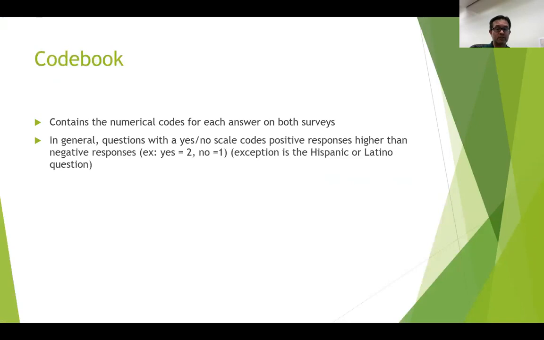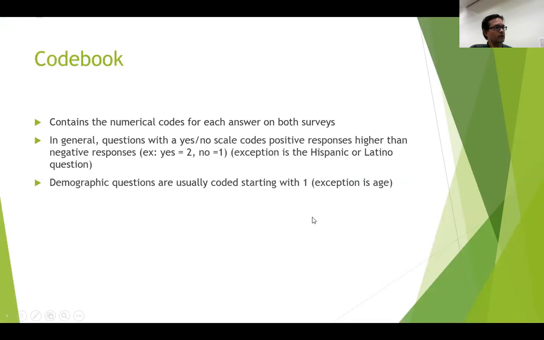There's only one exception on both surveys, and that is the Hispanic or Latino question. For that, yes is just a 1, and no is a 2. And that will be marked on the code book. We'll go through that here in a second. The demographic questions are usually coded starting with 1. So if it just asks what county you're in, the counties are listed alphabetically, and the first county is 1, the second one is 2, so on and so forth.